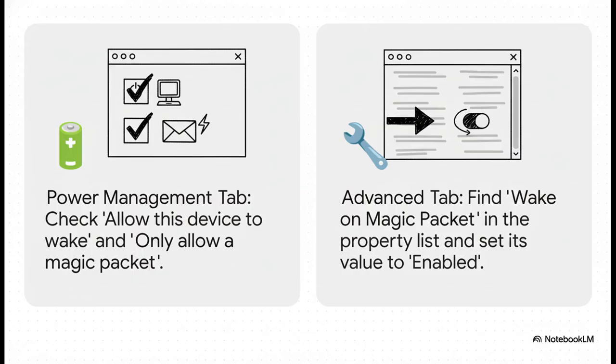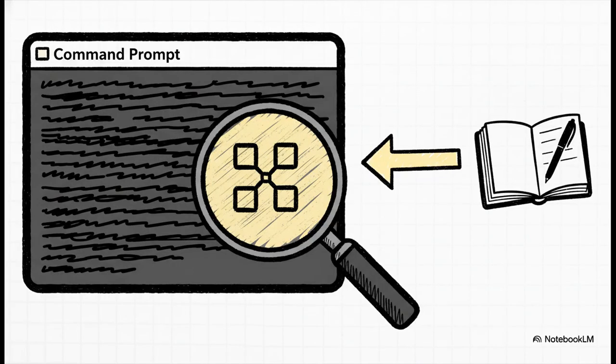So, in the Properties window, there are two really important tabs. First, click on the Power Management tab. You've got to make sure both boxes are checked: Allow this device to wake the computer, and the one that specifies it can only do it with a magic packet. Then, you're going to switch over to the Advanced tab. Scroll through that big list until you find Wake on Magic Packet, and then just change its value to Enabled. That's it. We're almost there.